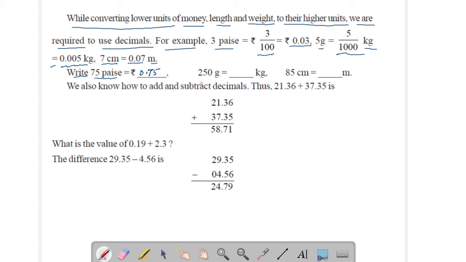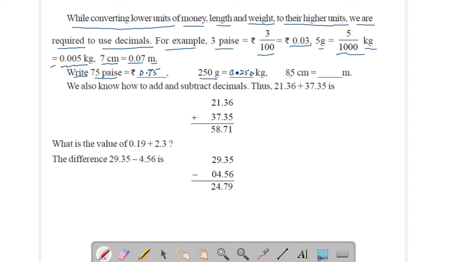Similarly, 250 gram, you can write in kg also. How will you write? In 1 kg, how many grams are there? 1000. So 250 gram, in this 1 gram equal to how many kg? It is 1 upon 1000. So 250 gram can be written as 250 into 1 upon 1000. And in decimal, if you convert it, it can be written as 0.250 kg.